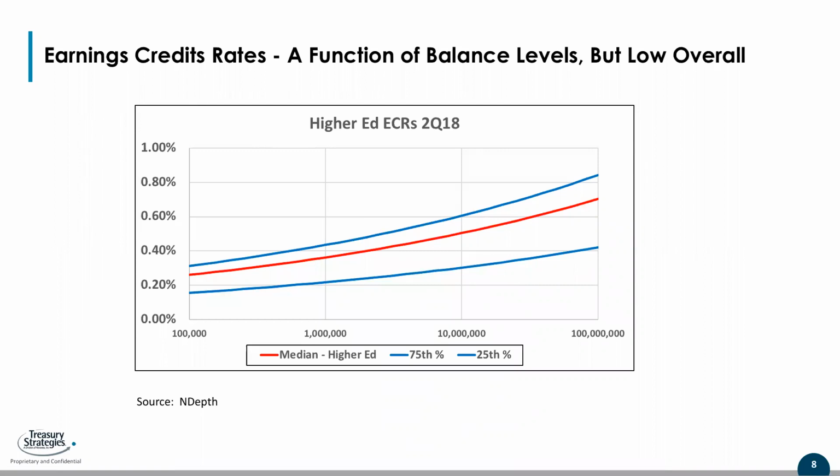Now, obviously, you want a higher earnings credit rate. So if you're not at least at that red line for your balance level, you may have some work to do, or you may have a telephone call to make.